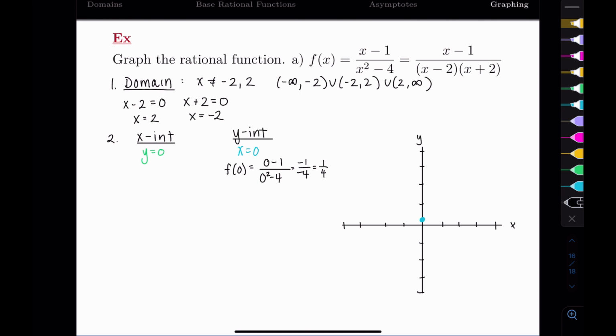Okay. For the x-intercept, we need 0 to equal this fraction. But the only way that can happen is if the numerator is 0. The other thing you can do is multiply this by x squared minus 4, because 0 times x squared minus 4 is still 0, and then you get x minus 1. So x equals 1 is our x-intercept. Okay. All right. Now that we have that, let's also find our asymptotes.